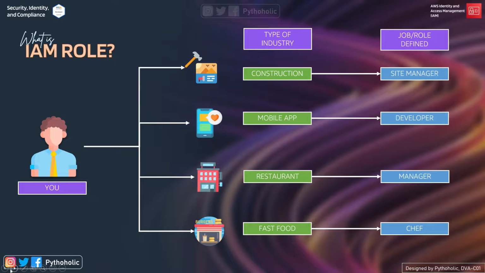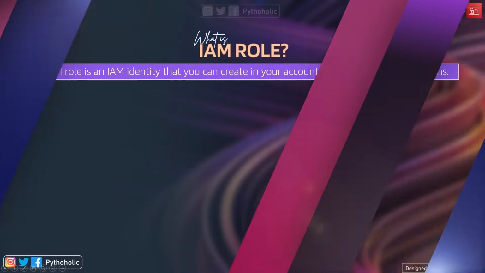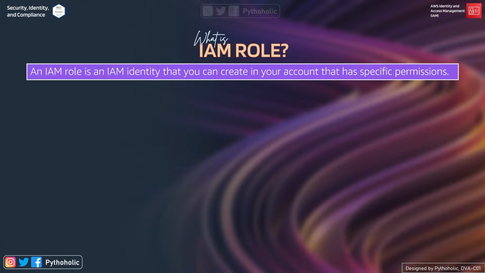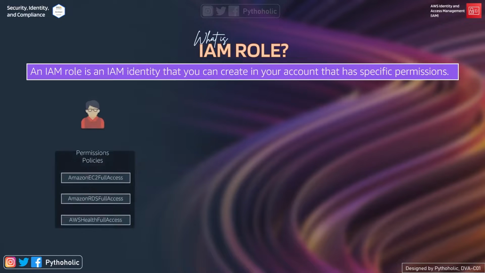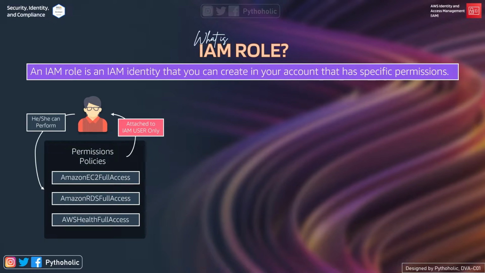You have to remember this line. When you have a role, you need to assume the role, which will give you the permissions to perform your job. Now let's see what is an IAM role. An IAM role is an IAM identity that you can create in your AWS account that has specific permissions. If you want to understand the English meaning of identity, identity is the fact of being who or what a person or thing is. That's his or her identity.